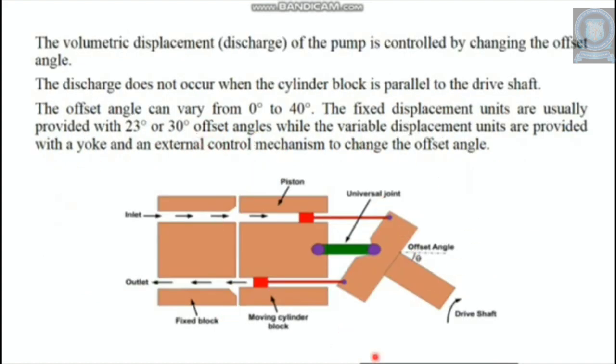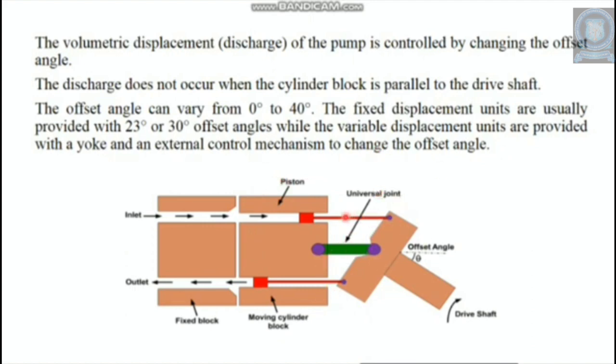So this is a simple line diagram of this bend axis piston pump. This is the drive shaft. There is a plate. In this plate, a number of pistons are connected through the connecting rods. So when the drive shaft rotates, this whole arrangement will rotate.